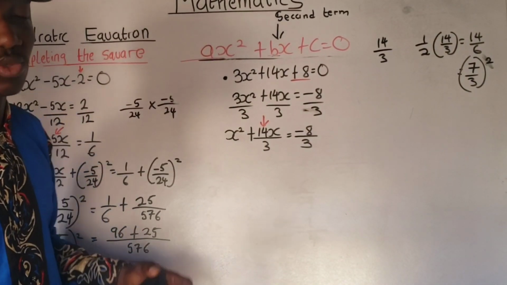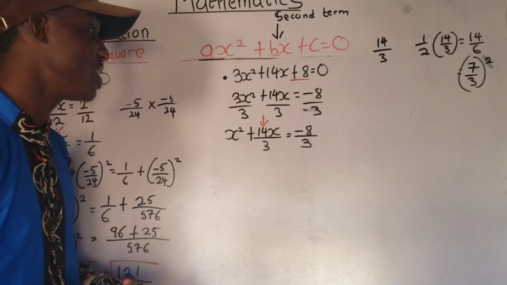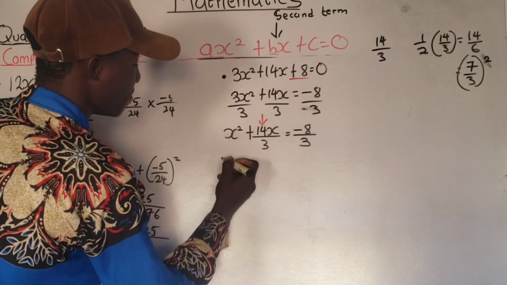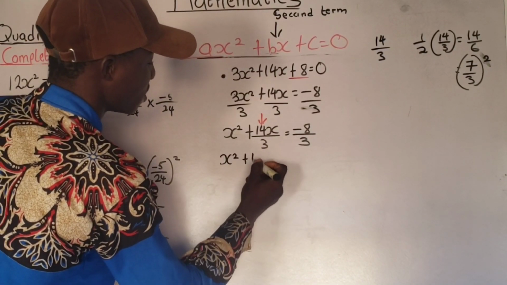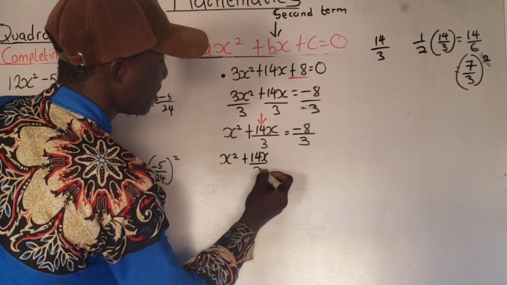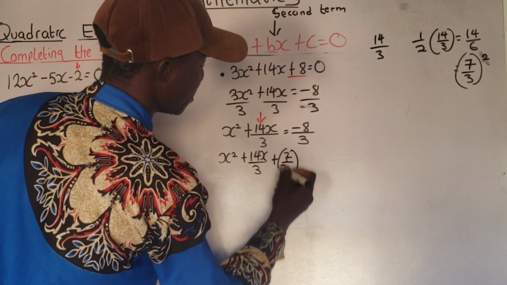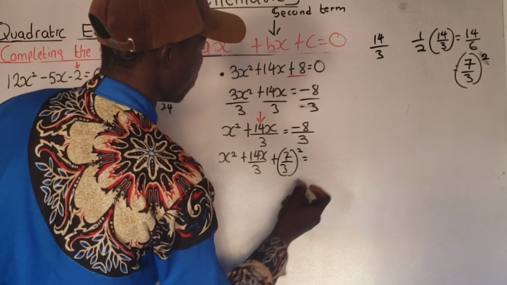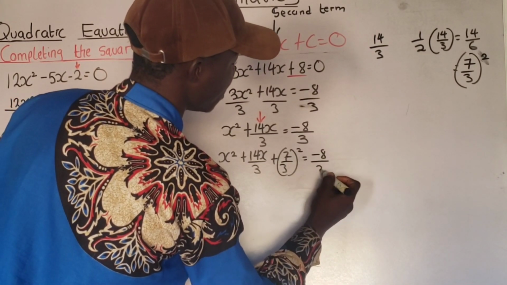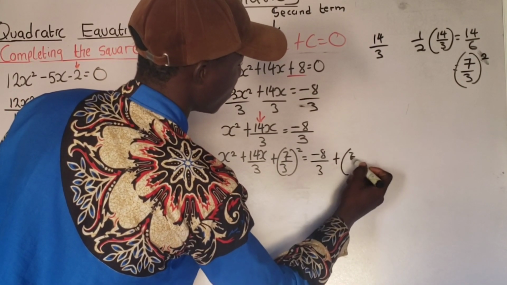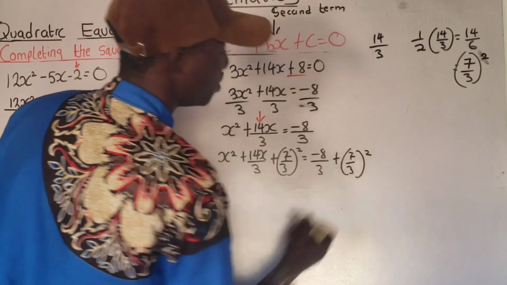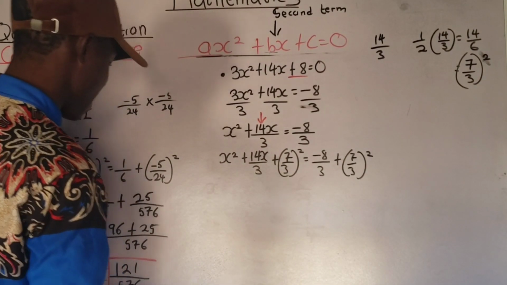You understand? That is why we call this method completing the square. So here, I'm going to have x squared, please pay attention, x squared plus 14x all over 3 plus 7 over 3 squared equals negative 8 all over 3 plus 7 all over 3 squared. Do you understand? Okay?